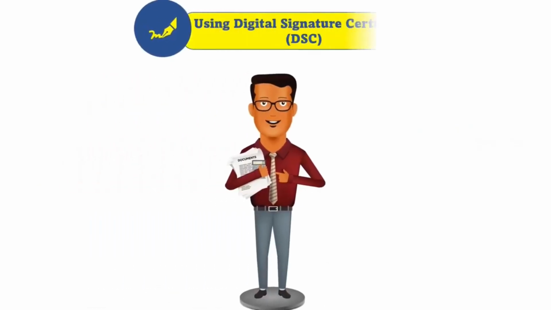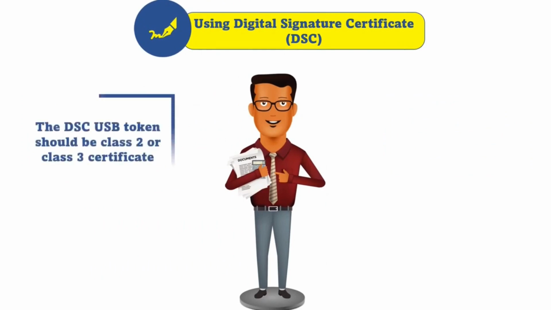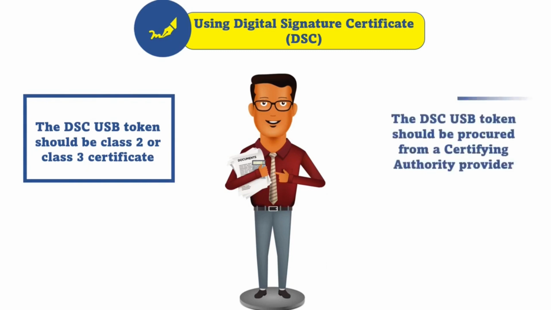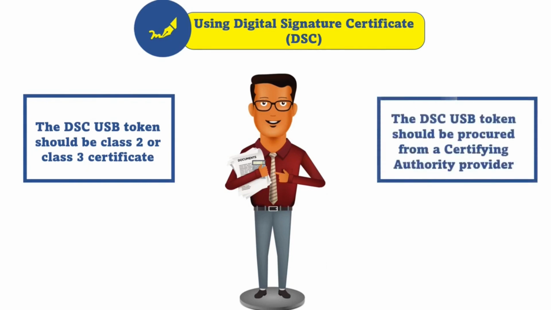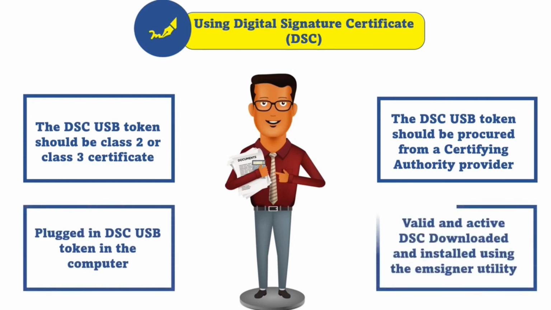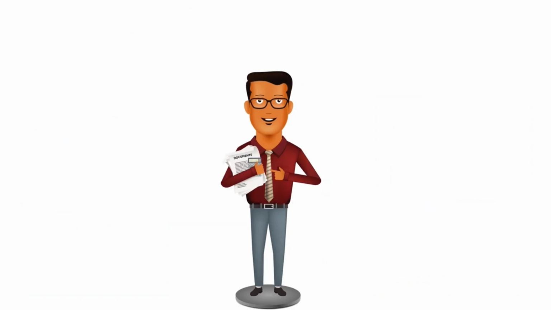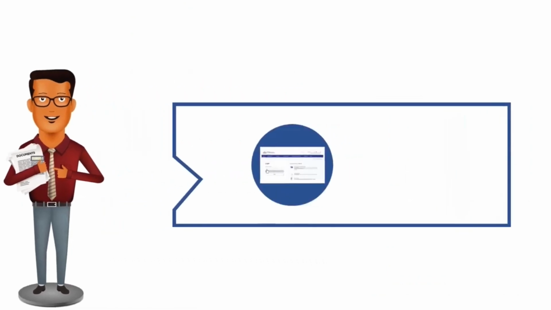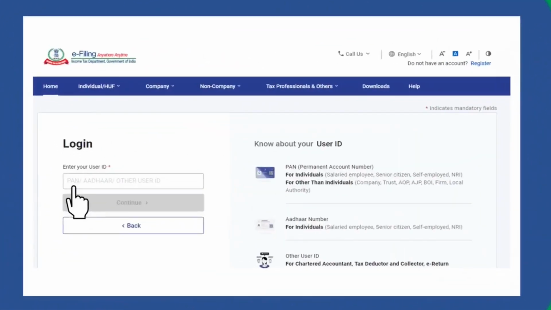For resetting your password using digital signature certificate, you should have a class 2 or class 3 DSC, which should be procured from a certified authority. It should be plugged into your computer, and the DSC should be valid and active. It should be downloaded and installed using emSigner utility. Let us now look at step by step how do we reset our password on the e-filing portal.